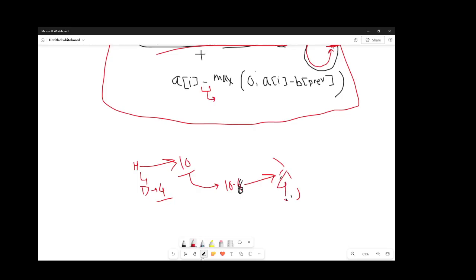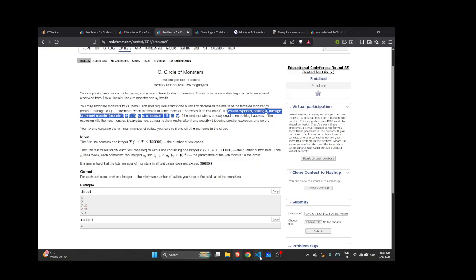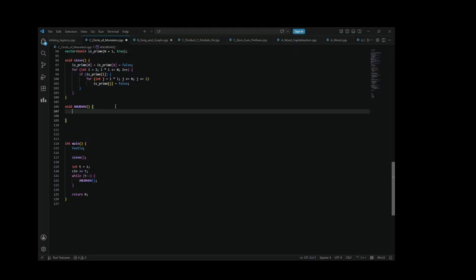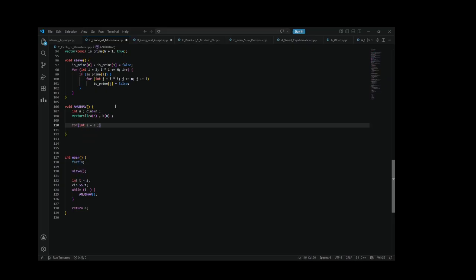So now we have understood the whole idea of the problem, and what we need to do is just code this thing. So let's start the coding part. First, let's take the inputs: the number of monsters in the problem, and there are two arrays. The constraints are pretty large, so it will take long. Now I create the whole array taking the input.